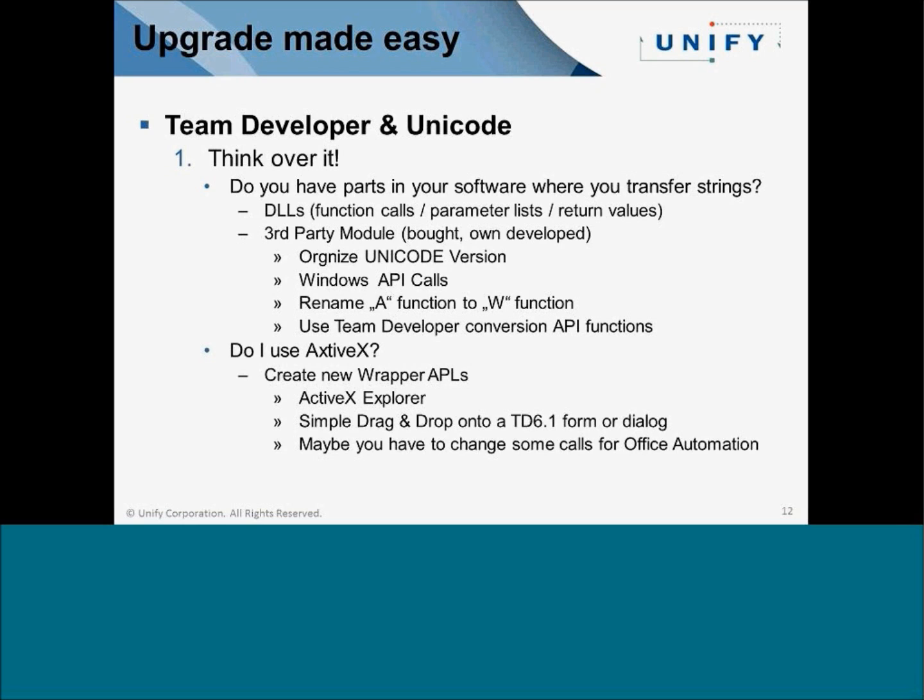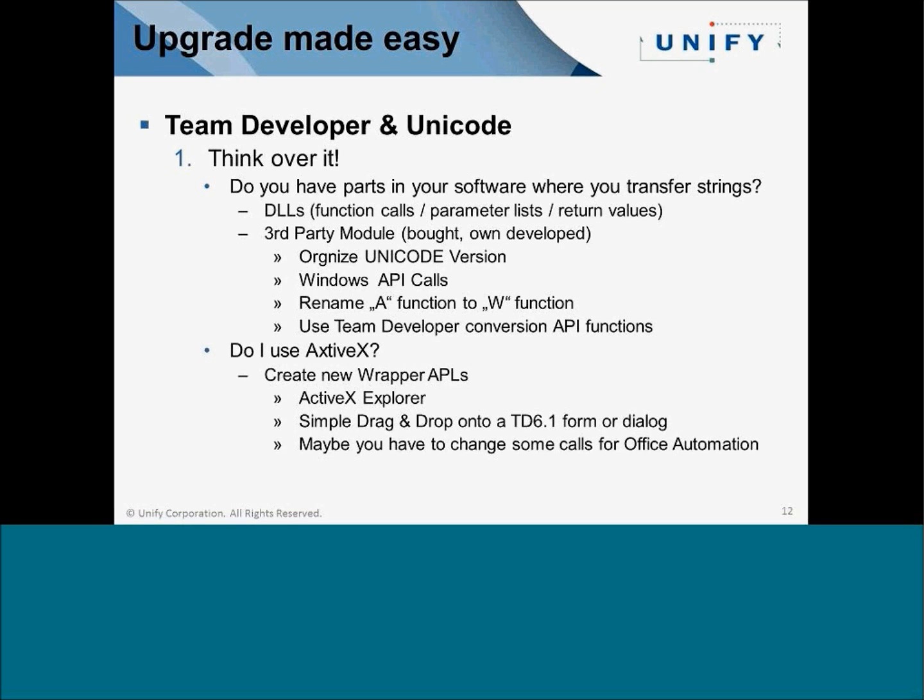With ActiveX, it's pretty simple. You only have to create a new wrapper APL. That means you can use an ActiveX Explorer or a simple drag and drop of this ActiveX control on an empty form or dialog. Team Developer at this point will create a new wrapper APL inside the Xlabs, and you can include this new wrapper APL in your application, and this job is done. You don't have to change anything in your source code. So Team Developer takes care of the Unicode version, and you will see again the wrapper APL will have double the size of the old one, but the job is pretty easily done.